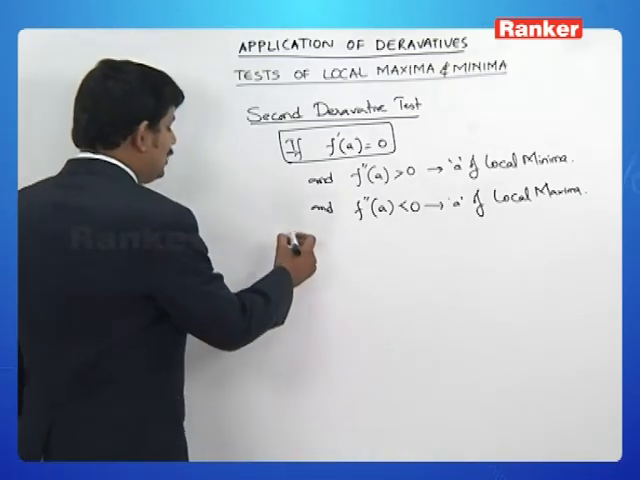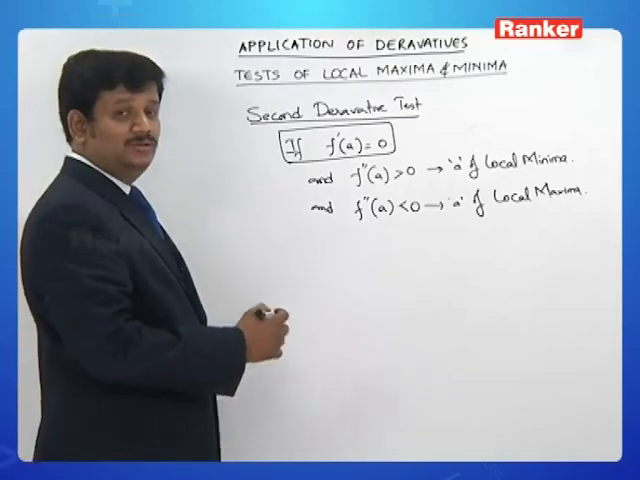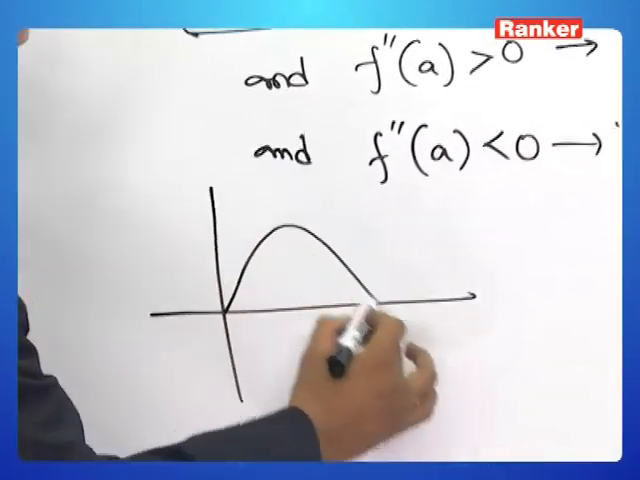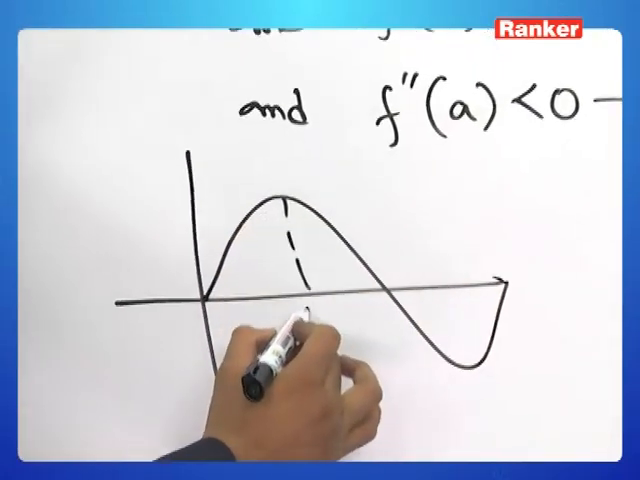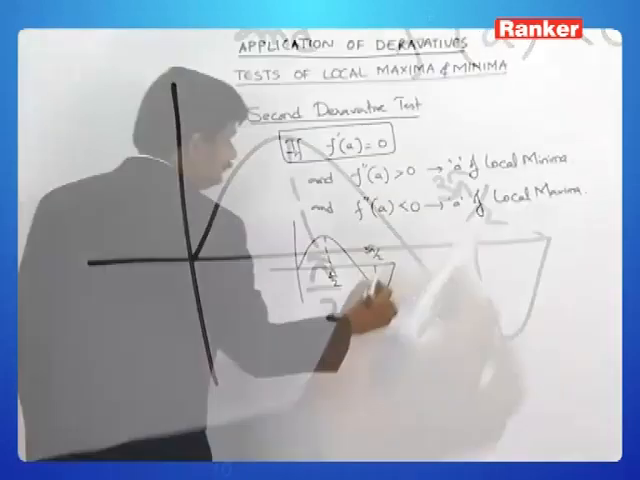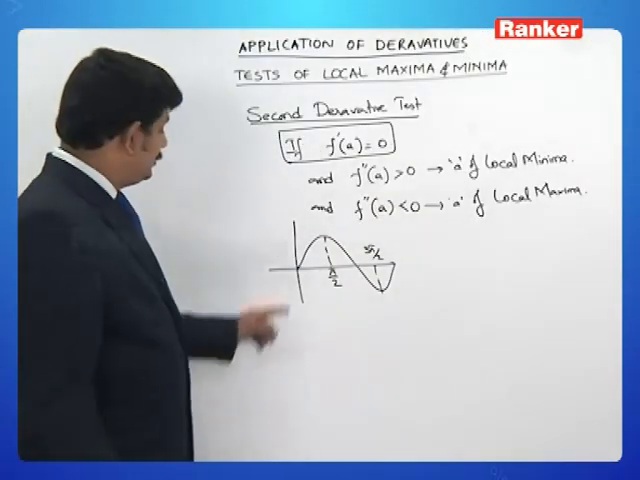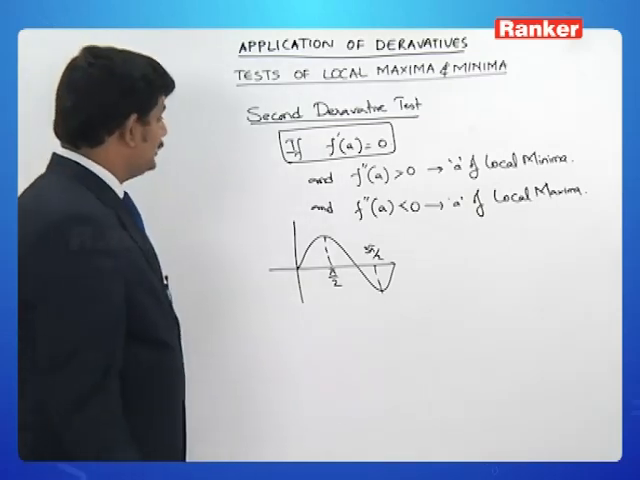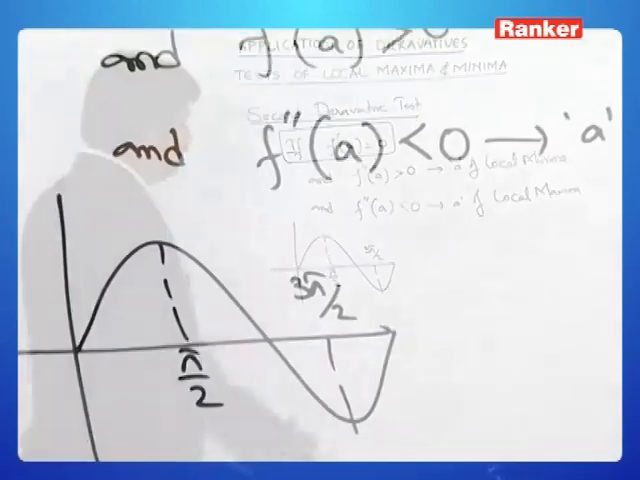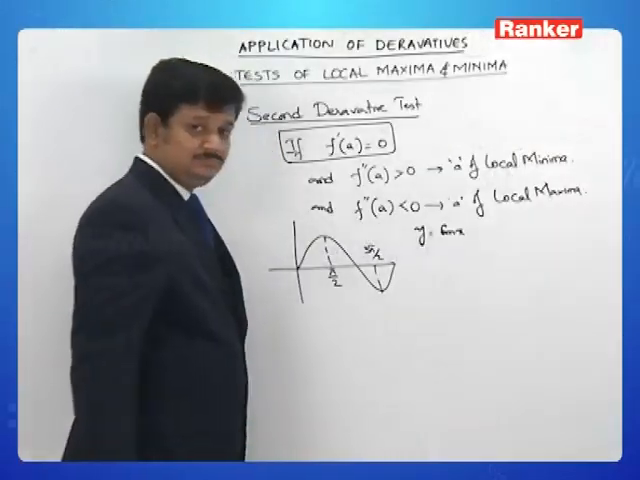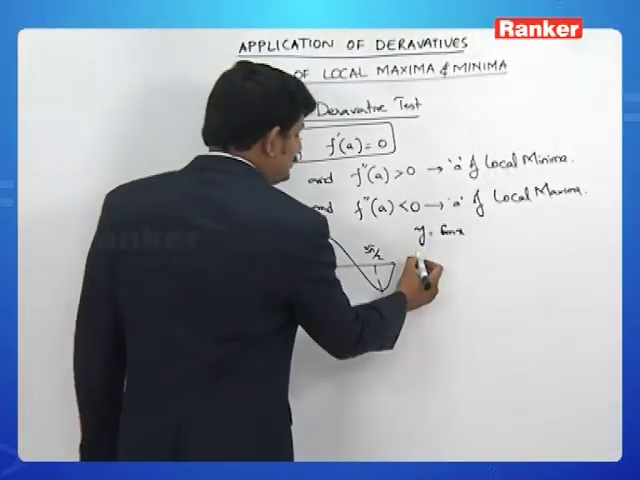Let us look at it by a small example, which we already know, that y is equal to sin x at pi by 2 has a local maxima and at 3 pi by 2 has a local minima. Let us confirm it by this test. Y is equal to sin x is the function which we are observing. Let us find the critical points.